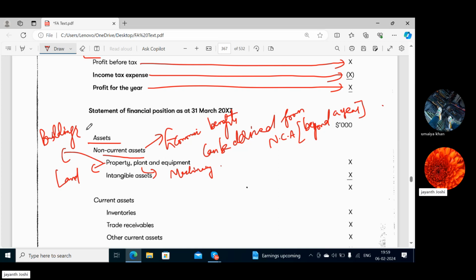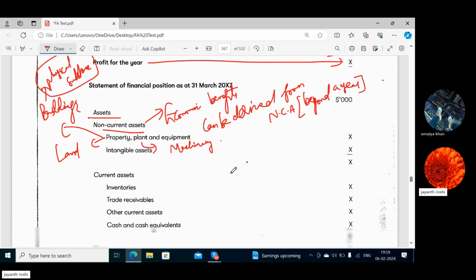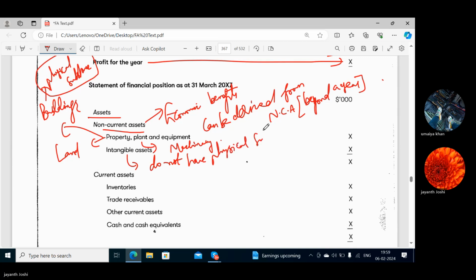Building, land and plant and machinery. These are tangible assets as well because they have physical substance. That means you can touch the particular tangible asset. Then comes intangible assets. These do not have physical substance. This will be more in a documented form.